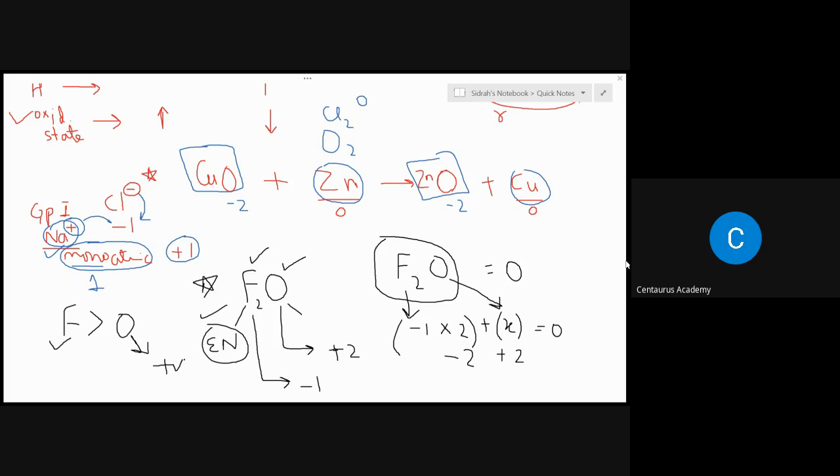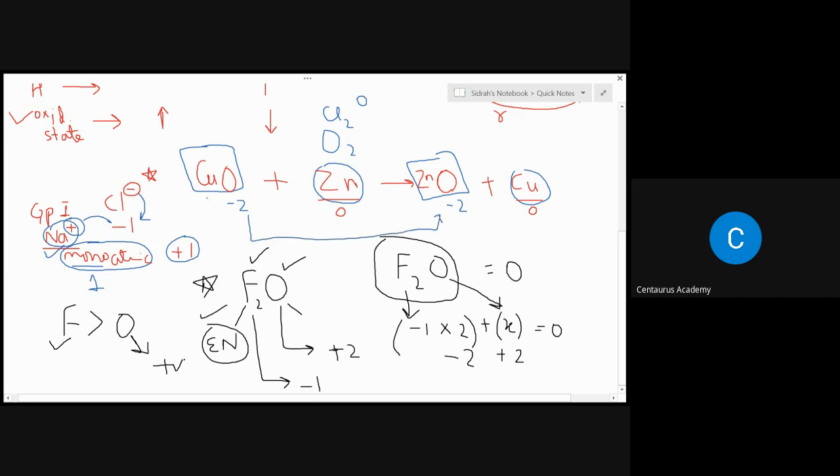Yes, it has neither undergone any oxidation nor any reduction. Why? Because the oxidation state has not changed. It is still -2, right?